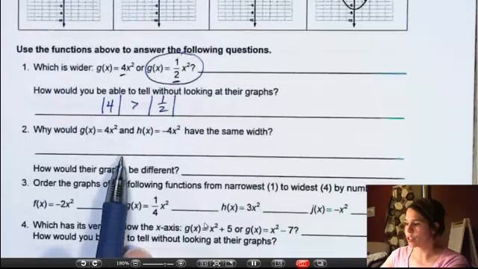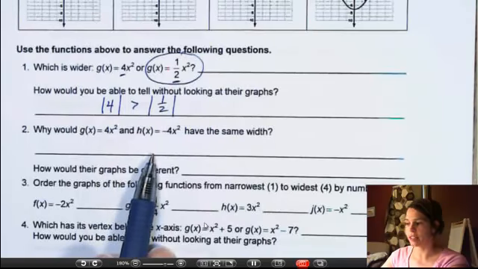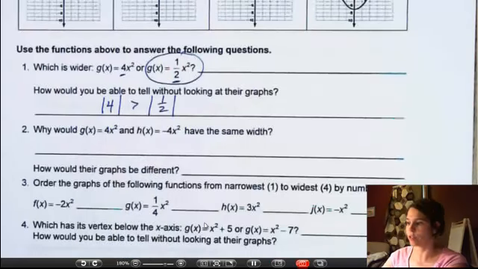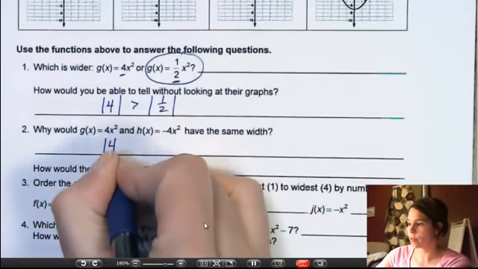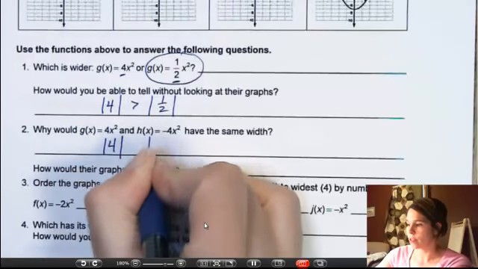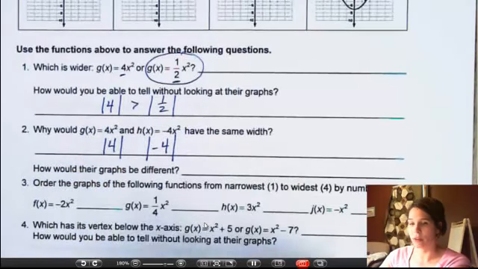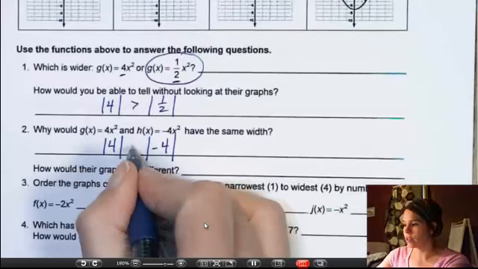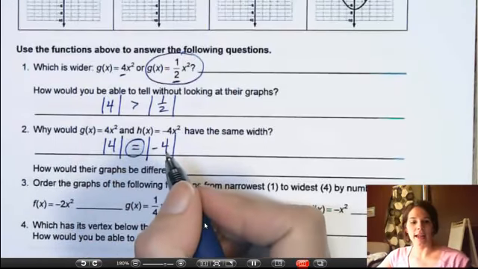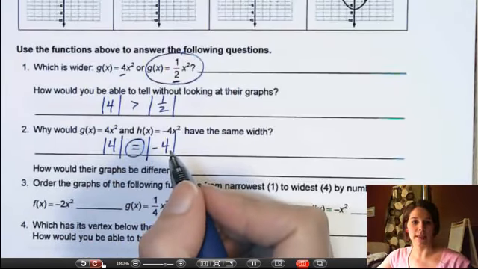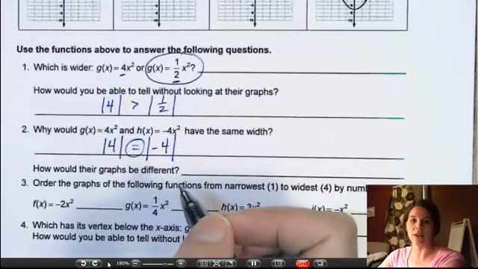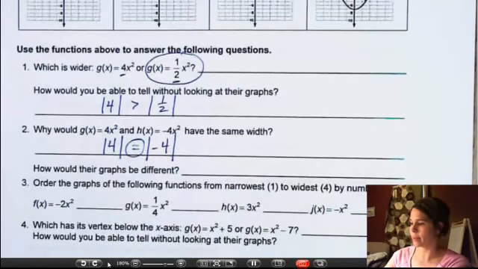Number 2, why would g of x equals 4x squared and h of x equals negative 4x squared have the same width? Let's compare their absolute values of the a. So the absolute value of 4 compared to the absolute value of negative 4, when you look at the absolute values, they're actually equal. And only that a coefficient determines width. So since the absolute value is the same, the width is the same.